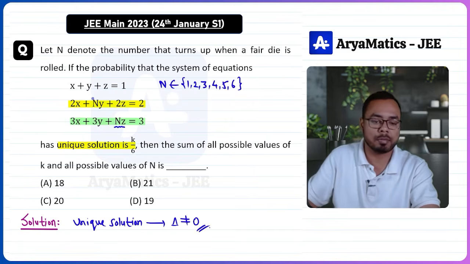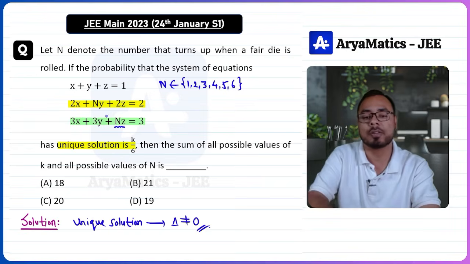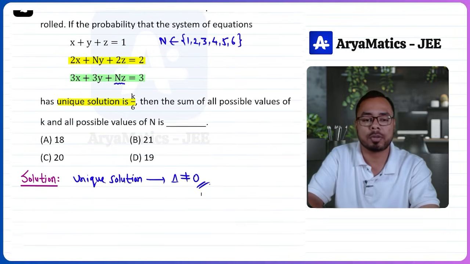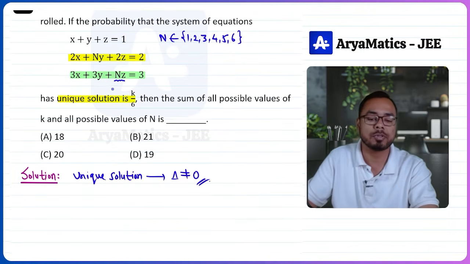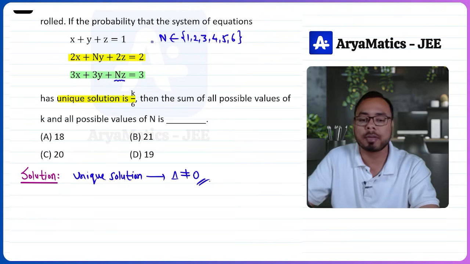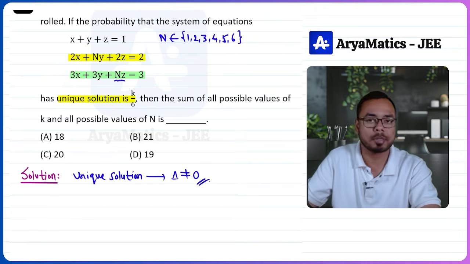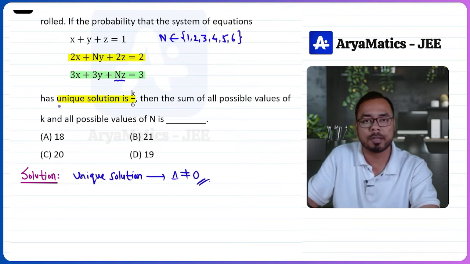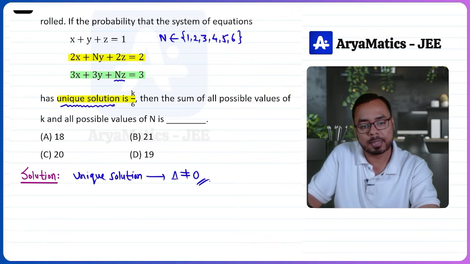So, first we'll calculate the determinant of the coefficient matrix and equate it to non-zero. We'll see what the possible values of n are, right? What are the favorable cases? The total number of cases will be 6. There are 6 possible values of n. Now let us find out how many values of n give us a unique solution. Then the probability will be favorable cases by total number of cases.